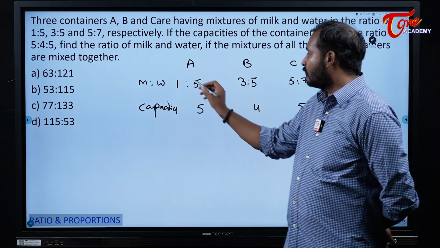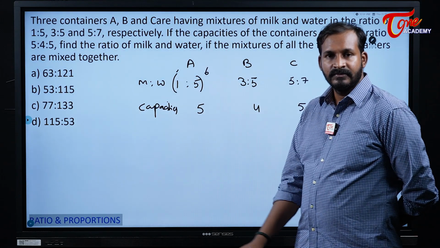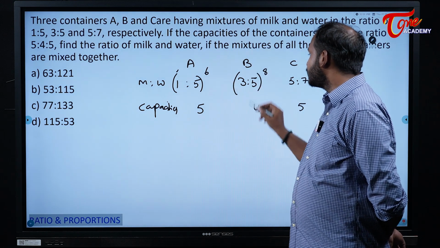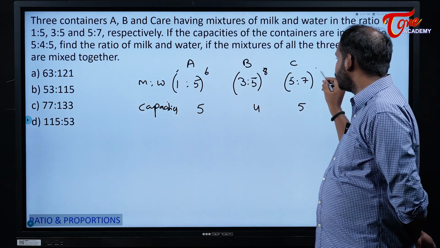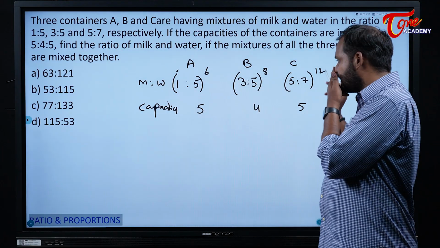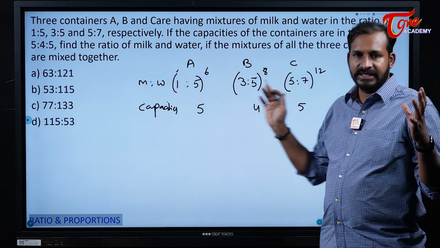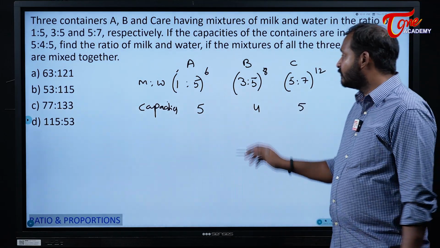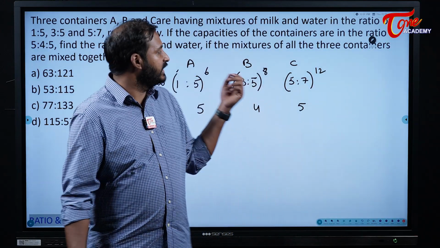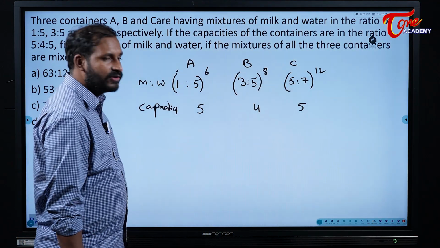Now milk and water, overall parts is how much in this case? 6 parts. Now what is the overall parts in this case? 8 parts. What is the overall parts in this? 12 parts. Now 6 parts, 8 parts and 12 parts, they are individual. Now to bring them into the same line, what I need to do here is find the LCM of 6, 8 and 12. What is the LCM of 6, 8 and 12?